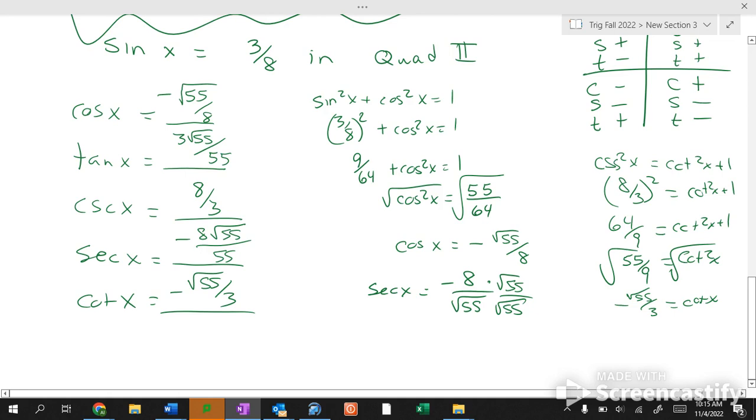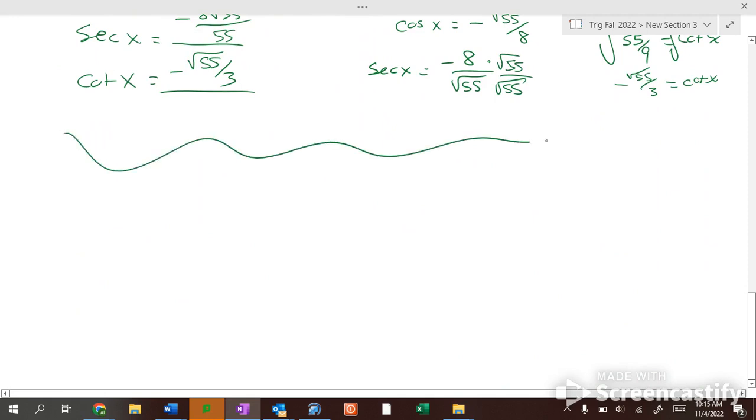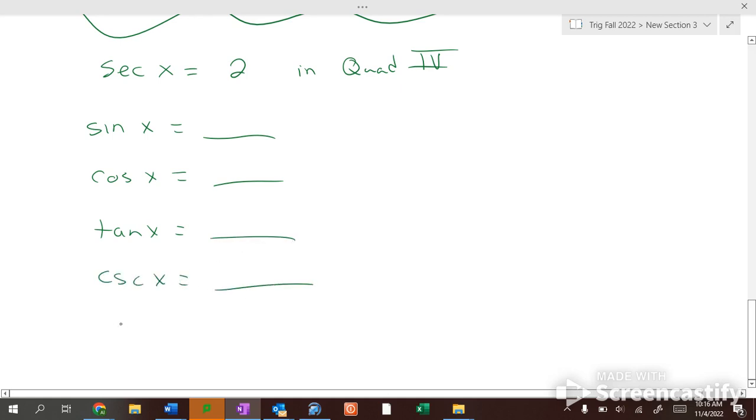Okay, let's do one more, because 2a gets out at 28. Let's do one more, and then I'll let you get started on this. Let's say the secant of x equals 2 in quadrant number 4. What's everything else? So I want the sine of x, the cosine of x, the tangent of x, the cosecant of x, and the cotangent of x.